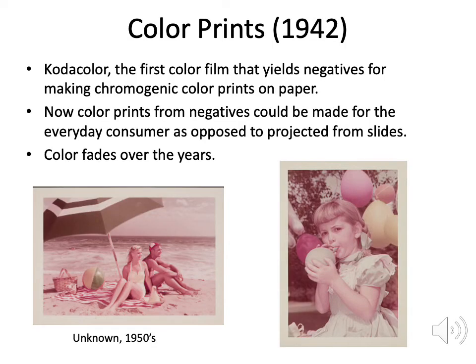We're jumping to 1942, the first color prints, Kodacolor prints. It's the first color film that yields negatives for making chromogenic color prints on paper. Chromogenic means the color wheel on paper. So all different colors on your film and onto paper. Color prints from negatives could be made for everyday consumers as opposed to being just projected from slides.